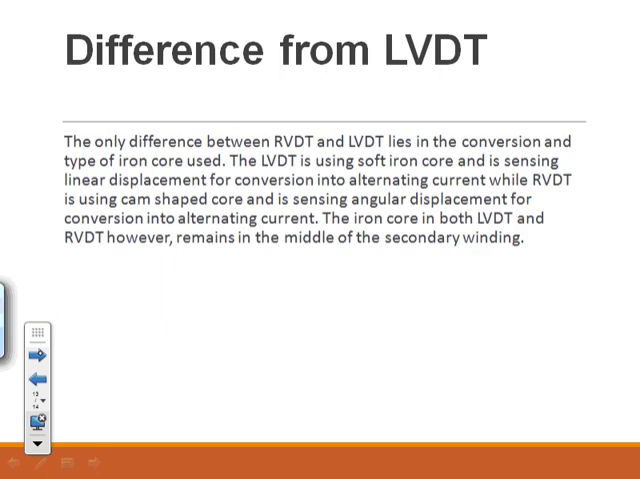And then what is the difference between RVDT and LVDT? The only difference between RVDT and LVDT lies in the type of conversion of the iron core used. LVDT uses a soft iron core to sense linear displacement, but RVDT is used to sense angular displacement. So this is the main difference between the LVDT and RVDT.